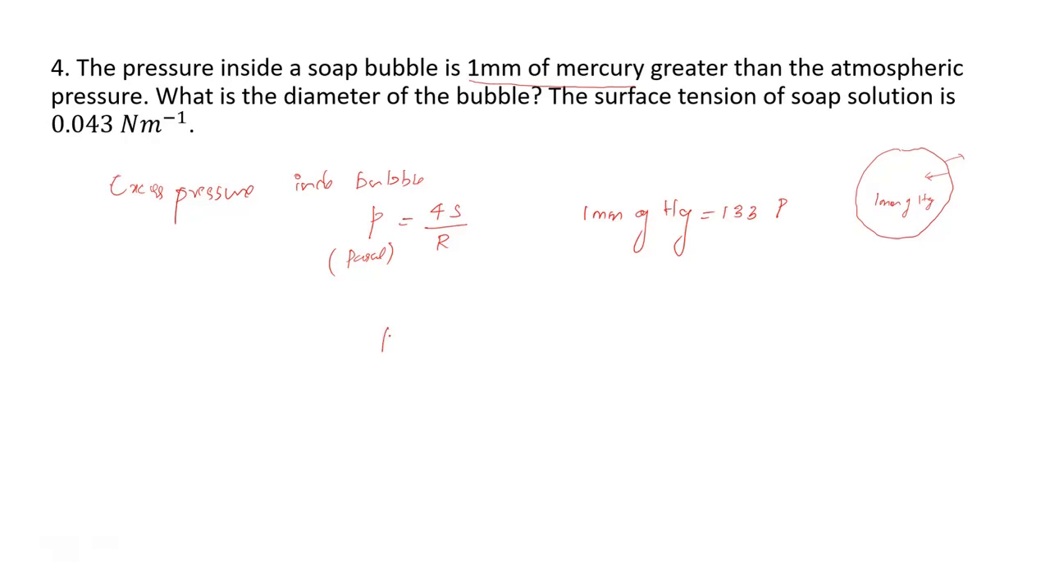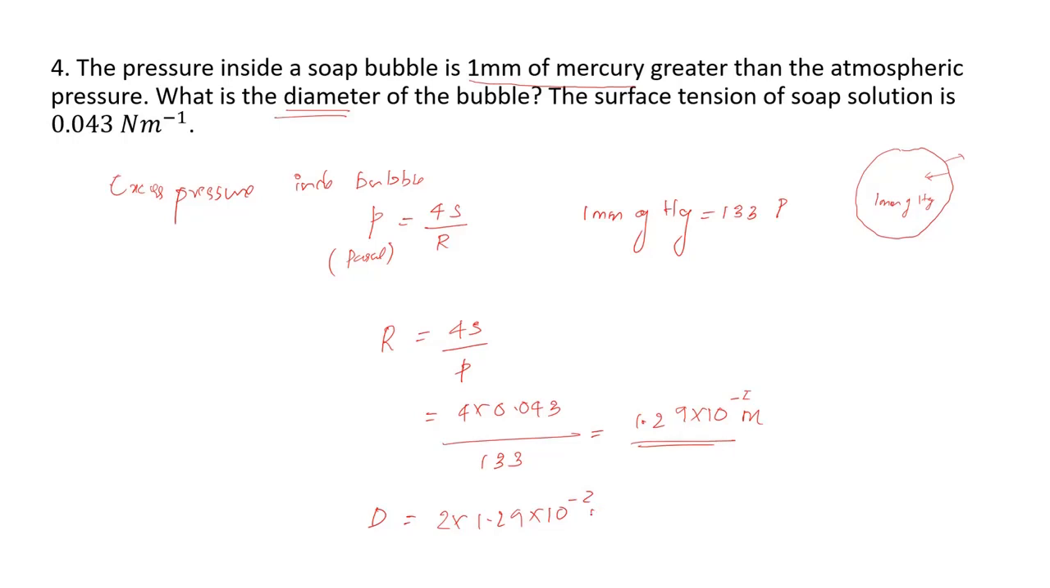Therefore, from this equation, radius is equal to 4S divided by P and is given by 4 into S, which is 0.043 Newton per meter, that is in SI unit, and the pressure is 133 Pascal, and the answer is 1.29 into 10 to the power negative 2 meter. So what is this? This is the radius. We are asked to find the diameter. So let's multiply it by 2, and the diameter is 2 times 1.29 into 10 to the power negative 2 meter, which is 2.58 into 10 to the power negative 2 meter. So this will be the diameter of an air bubble which has an excess pressure of 1 millimeter of mercury.